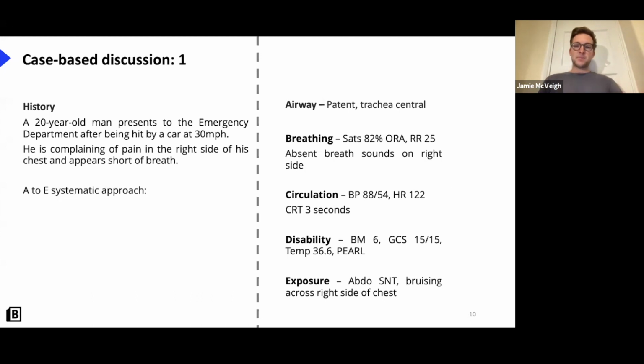Disability, nothing comes up, so nothing too concerning there. He's not febrile. And exposure, the only thing you note is that he's got bruising across the right side of his chest, likely from the trauma. All right. So then what do we do now?